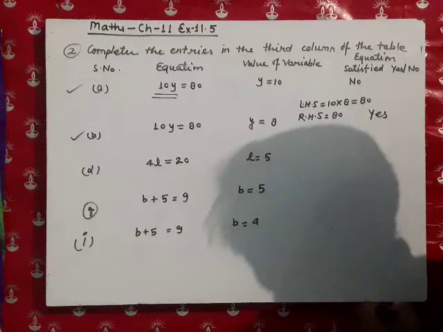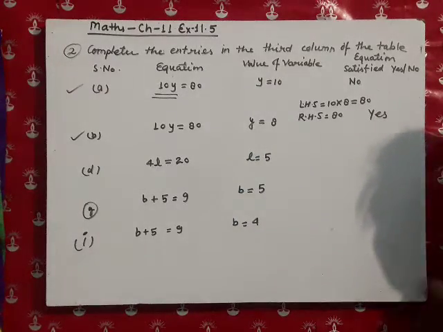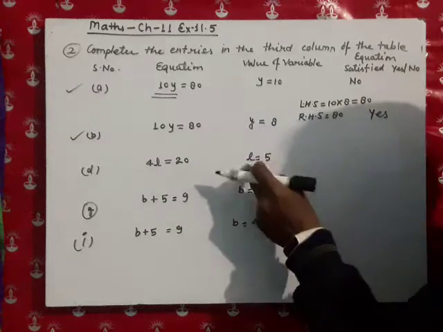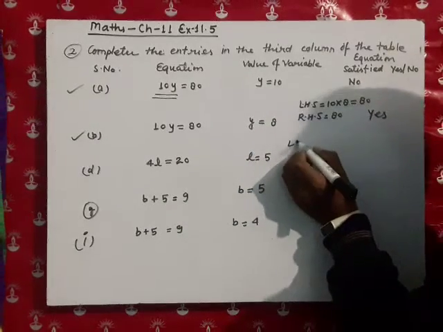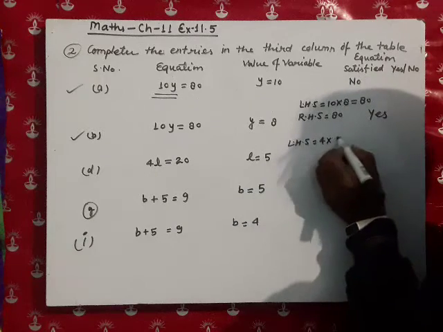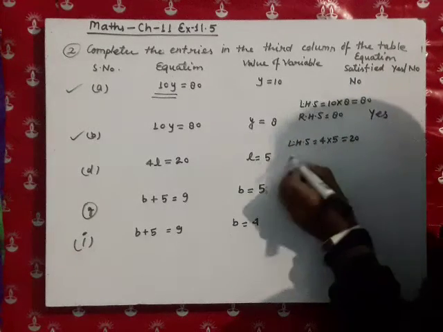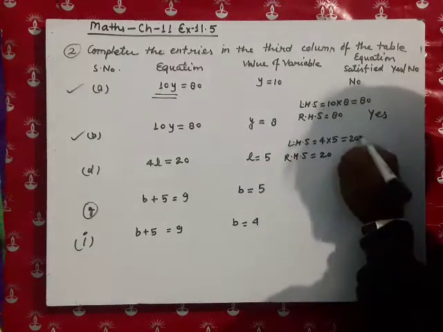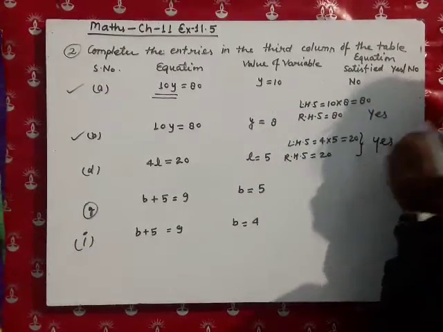Now going to the D part, skipping the C. 4L equals 20, and L is given as 5. So what will the LHS be? LHS is 4 into L. L means 5, so 4 fives are 20, and the RHS is also given as 20. So that means this is satisfied, so we will write down yes.